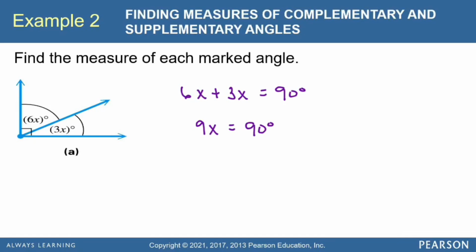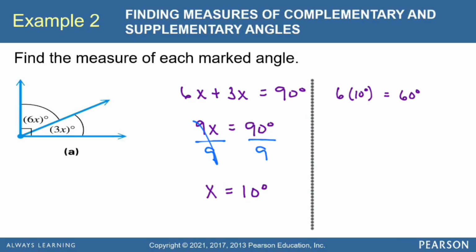So now we have 9x equals 90 degrees. To isolate the x, we divide both sides by 9. And of course that gives us x equals 10 degrees. Now we're not finished yet because the question said find the measure of each marked angle. So now we need to say 6 times x is going to be 6 times 10, which is 60 degrees. And for the other angle, 3 times x is going to be 3 times 10, which is 30 degrees.